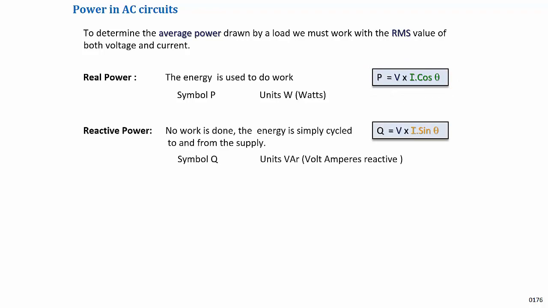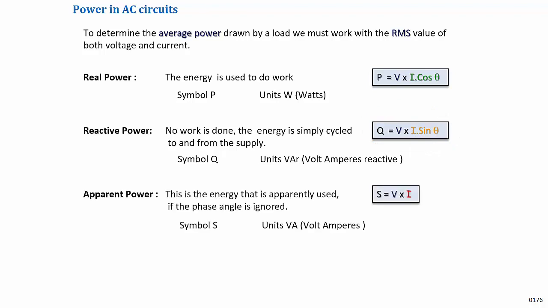The reactive power is where the energy is cycling to and from the supply, symbol Q, unit volt-amperes reactive. This is obtained by multiplying the RMS values of the voltage by the out-of-phase component of the current. The highlighted box shows that reactive power Q is equal to the voltage V times the current I times the sine of the phase angle theta.